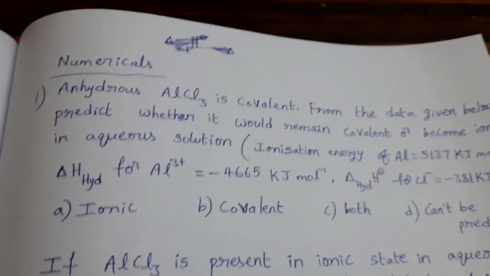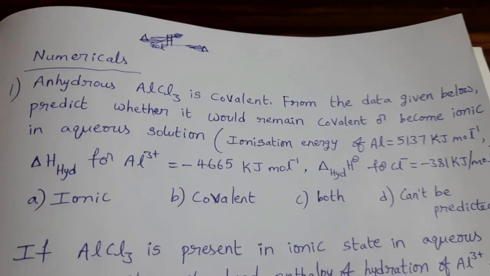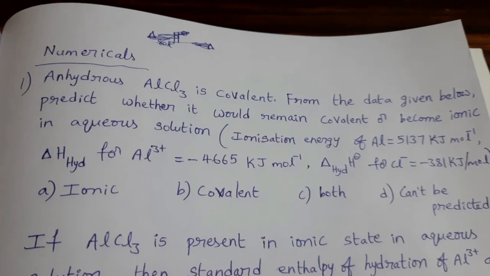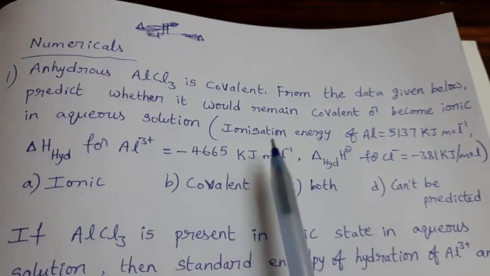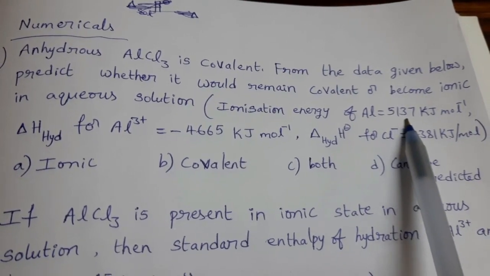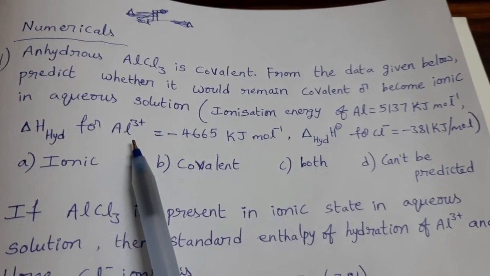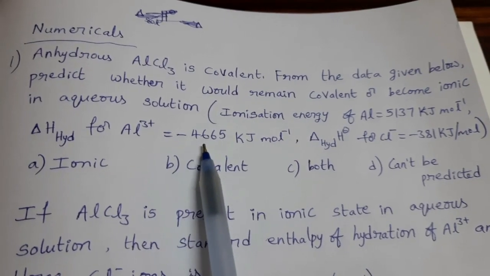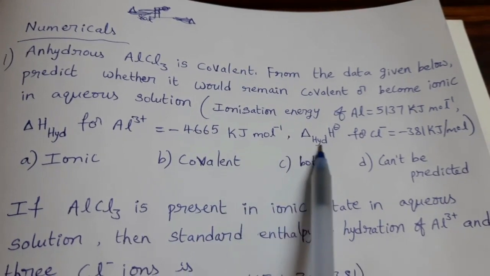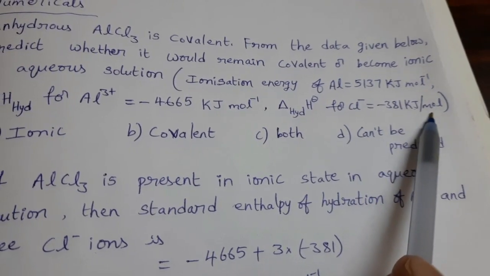Next, see the numericals. Anhydrous AlCl3 is covalent. From the data given below, predict whether it would remain covalent or become ionic in aqueous solution. Ionization energy of aluminium equals 5137 kilojoule per mole. Hydration enthalpy for aluminium ion Al3 plus is minus 4665 kilojoule per mole. Hydration enthalpy for Cl minus ion is minus 381 kilojoule per mole.